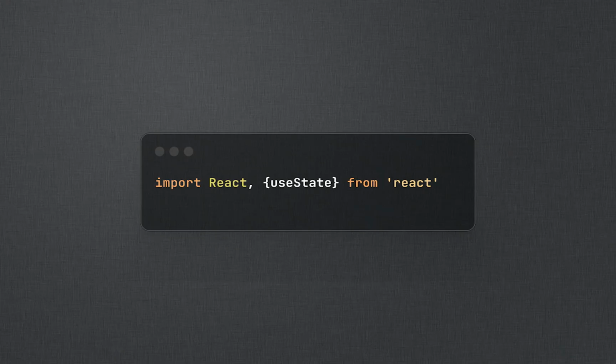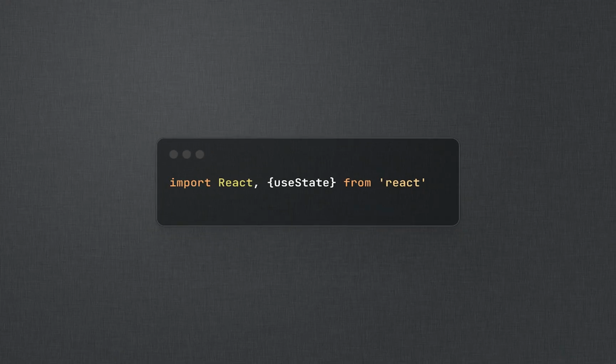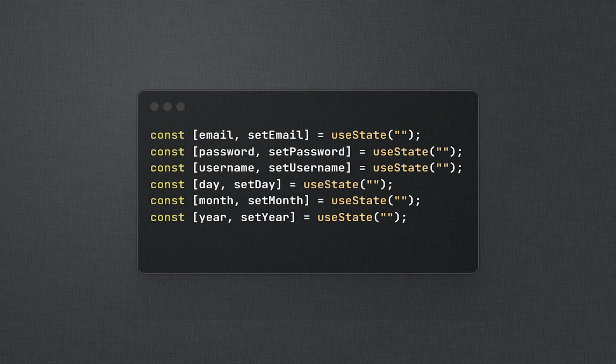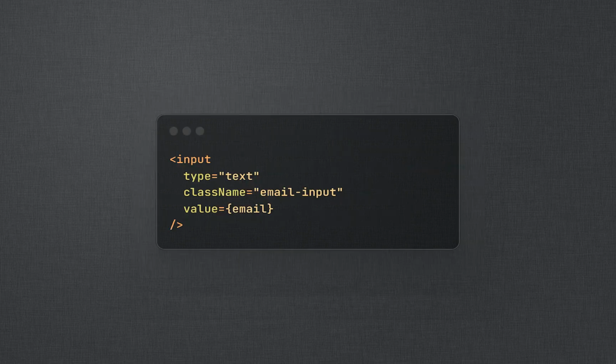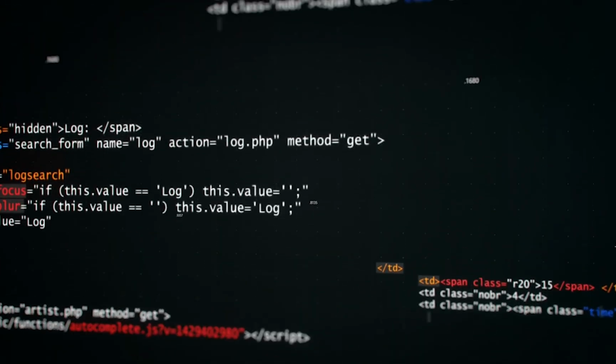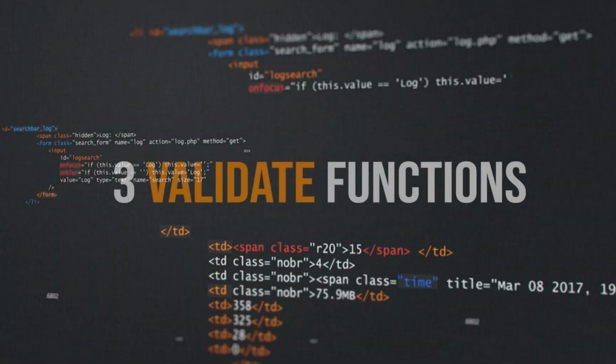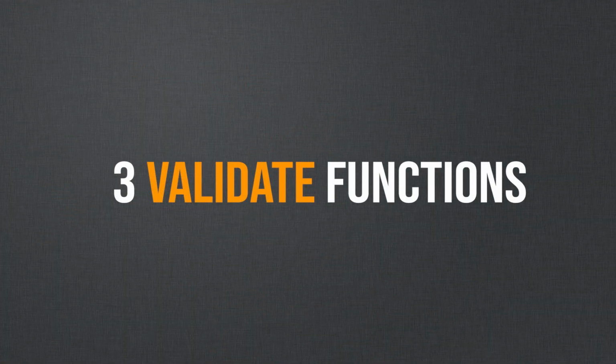And done. Now let's start working on the functionality of the register form. Let's create 6 states, 1 for each of the inputs. And let's give the inputs the value attribute corresponding to what the input is used for. Now we can start creating the functions that are going to make all this work. We will need 3 functions so we can validate our form.